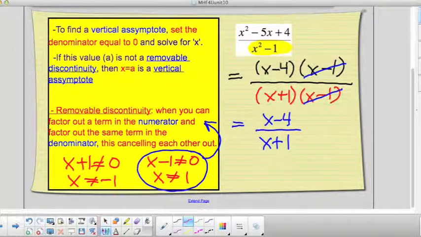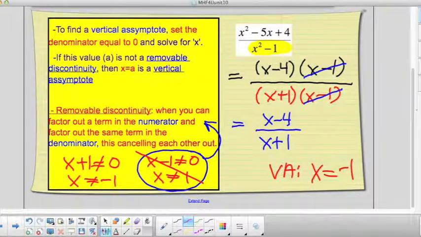The only vertical asymptote that I have would be x cannot be equal to -1, so the equation of the line is x is equal to -1. That is my vertical asymptote. I disregard the x minus 1, or x is equal to +1, because it cancels out in both the numerator and the denominator. So that's not my vertical asymptote.